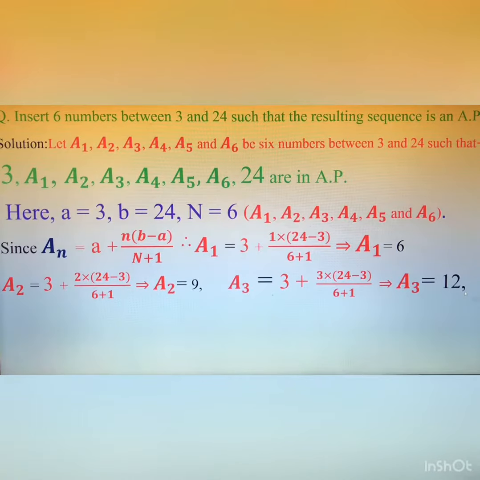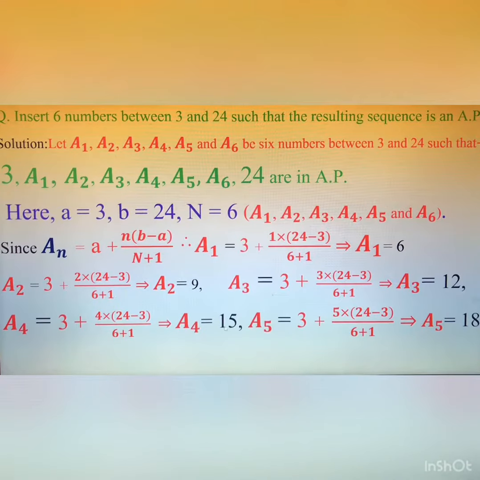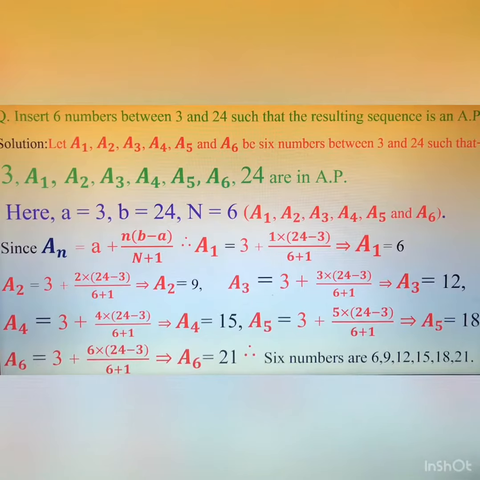Similarly you will get a3 equal to 12 on simplifying, a4 equal to 15, and for a5, replacing n by 5, you will get 18, and the last, a6, you will get 21. Therefore the 6 numbers are successively 6, 9, 12, 15, 18 and 21. So you can insert any number of terms and find the values by using the general formula, that is an equals a plus n into (b minus a) divided by (N plus 1). So this is the thing. After that, thank you.